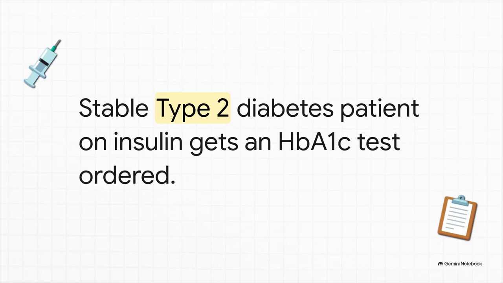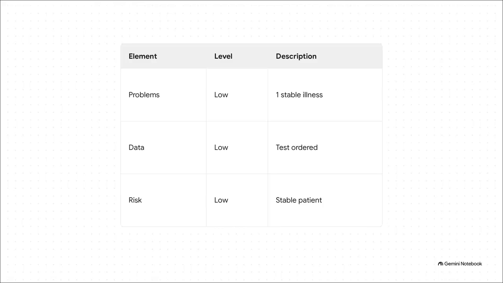Again, this is an incredibly common presentation in primary care and endocrinology, and it typically scores out to a 99203 or a 99213. Let's unpack this together. Under the problems column, we have one stable chronic illness, the type 2 diabetes. That perfectly hits the low threshold for problems.